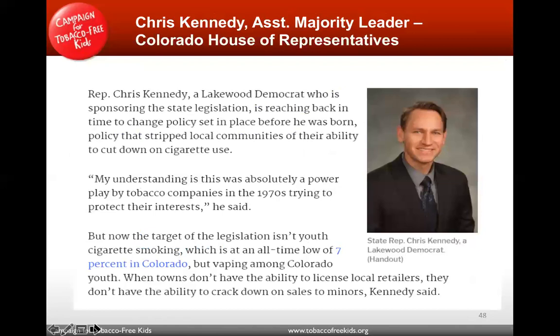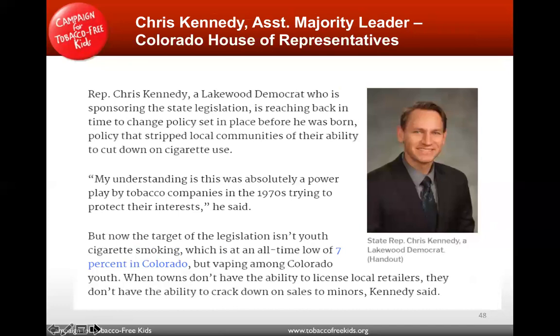Chris Kennedy, as I mentioned, is one of our bill sponsors and in leadership. Just a couple quick mentions here in this media coverage. He talks about how communities have been stripped of their local power and refers to this as a power play by the tobacco companies in the early 70s, protecting their interests. Great media quotes, very invested legislators that we couldn't have been more thankful for, that really took the time to understand this issue inside and outside, and immense gratitude to them.